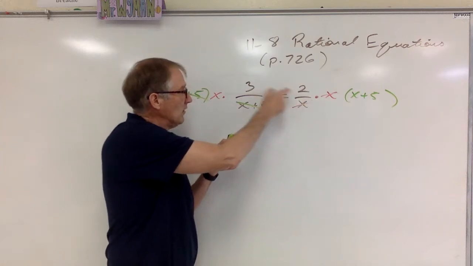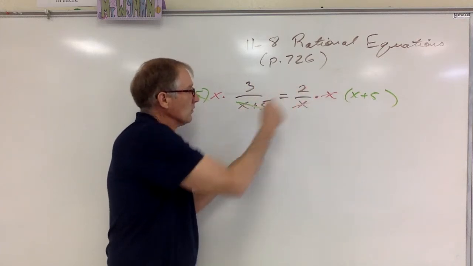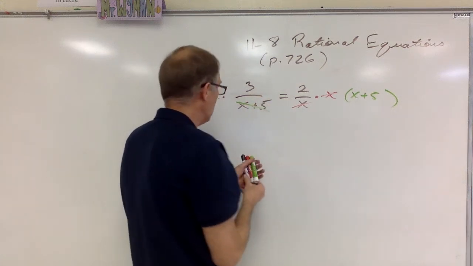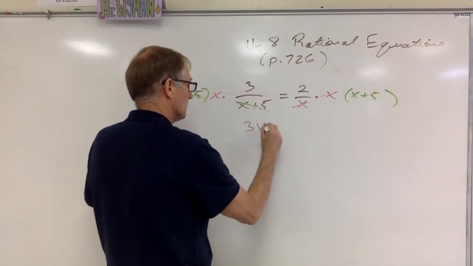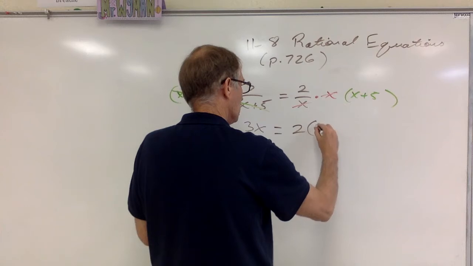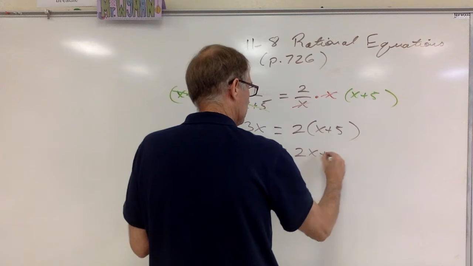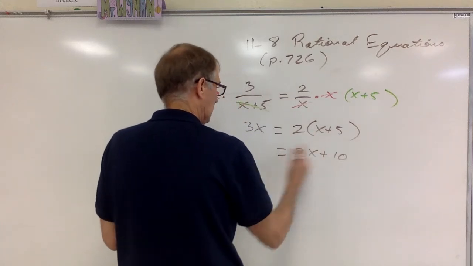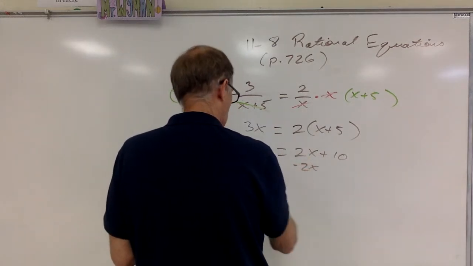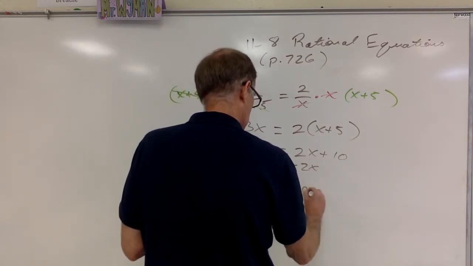I multiply whatever's down here up into the numerator up here, so I get 3x. That's this x, 3x. And cross product, cross product, so I get 3x equals 2 times x plus 5. I'm going to distribute this, so I get 2x plus 10, and then I'm going to solve for x. Subtract this to the other side, and I get x equals 10.